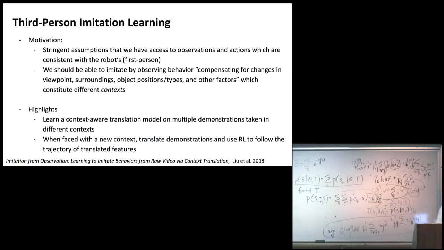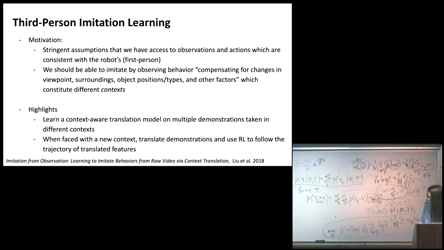But what humans are capable of is observing others, or even things with different morphologies, and being able to imitate just by observing them. So in this paper, what they do is try to translate between different contexts, where contexts are differences in viewpoints, surroundings, and objects, in order to learn from just observing.